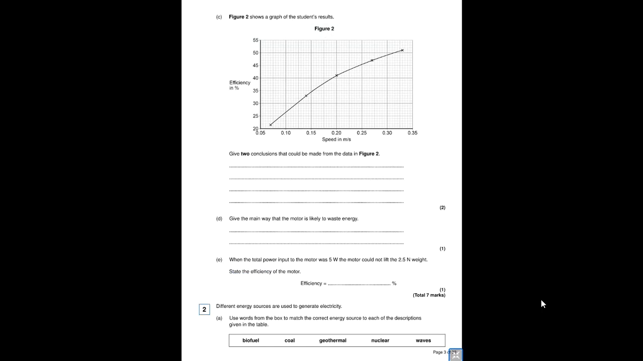So it's a graph given, and it says give two conclusions that could be made from the data in figure 2. So by looking at the graph, what can you deduce from this graph that you have to answer? Efficiency. Just by looking at the graph, what can you deduce? So what's your first answer? You have to give two conclusions. What's your first conclusion?